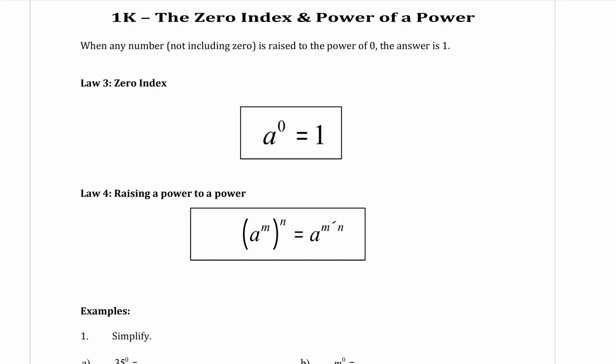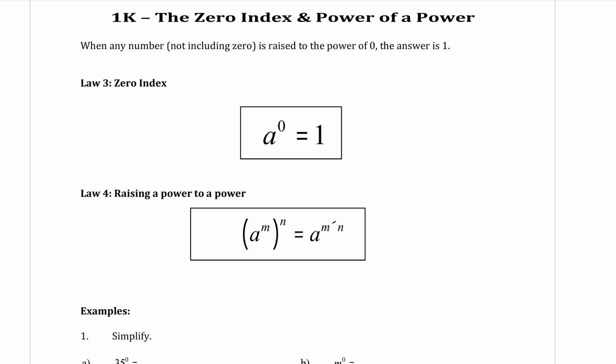We have finally made it to the very last lesson of new content for this topic. It has been a long topic, this Algebra 1. There are a lot of things to remember, so make sure that you're constantly revising and going through what we have learnt. So our last lesson is the zero index and power of a power.